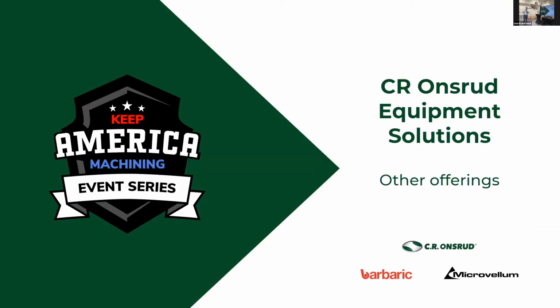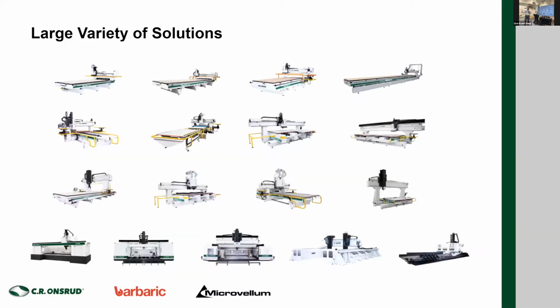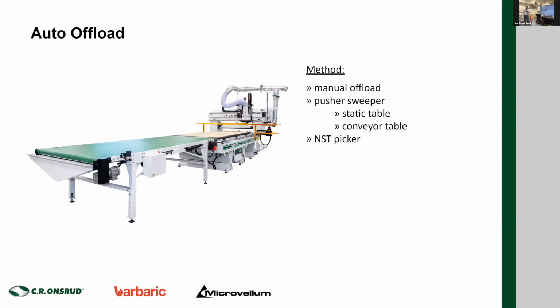All right, now I'll talk about some other Onsrud equipment solutions. At Onsrud, we manufacture a variety of machines. So from 4x8 small machines all the way up to machines just about as big as this room here. We sell into the marine industry, RV industry, aerospace industry. So like the machine that's about as big as this room, that's for large boat molds for boat hulls and stuff, and even aerospace components. But we'll kind of stay on topic today and talk about panel processing and automation.